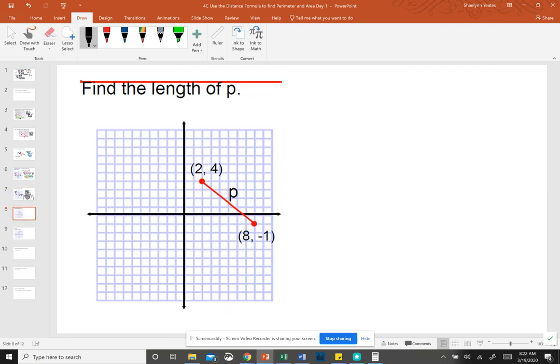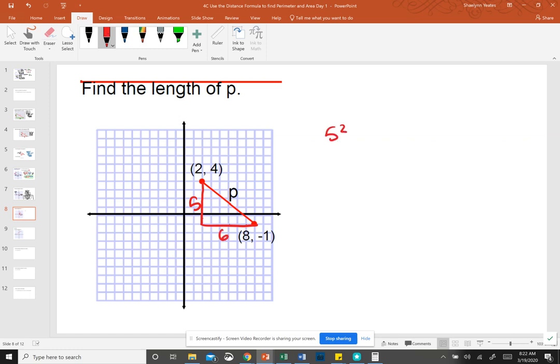All right, so we're going to find the length of P now. Notice that it gives us this nice pretty line. So it's 2, 4, and 8, -1. Again, I'm just going to use what I like to use. I'm not going to use Pythagorean theorem. So I know that this line right here is 1, 2, 3, 4, 5 long. And then this line right here is 1, 2, 3, 4, 5, 6 long.